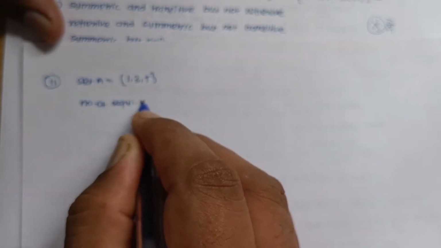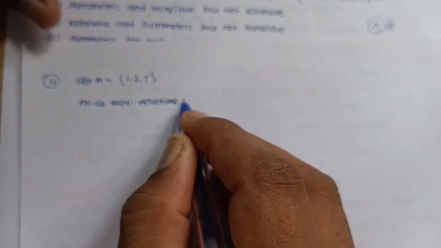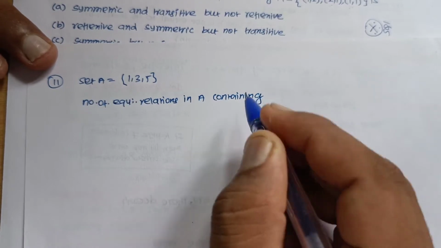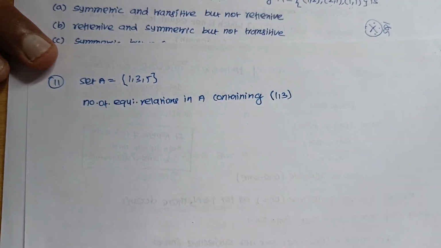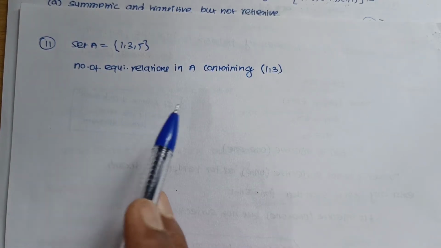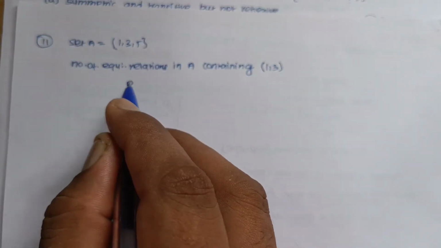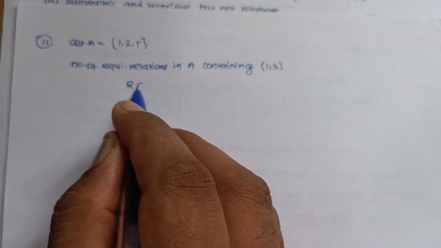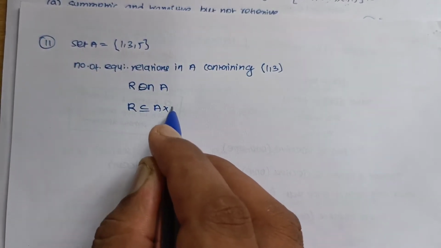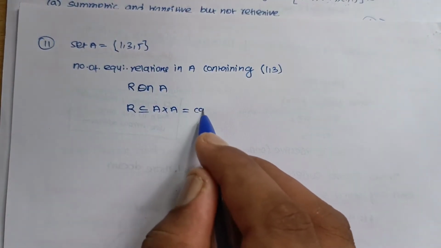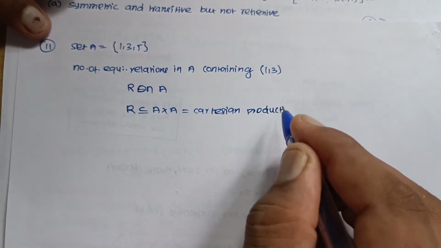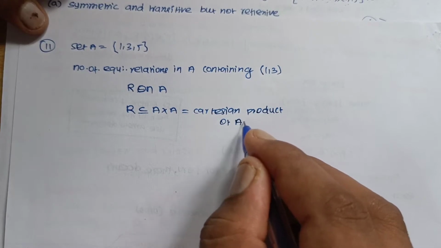They are asking the number of equivalence relations in A containing the ordered pair (1, 3). A relation on A means R is a subset of A cross A. What is A cross A? A cross A is the Cartesian product of A with A.